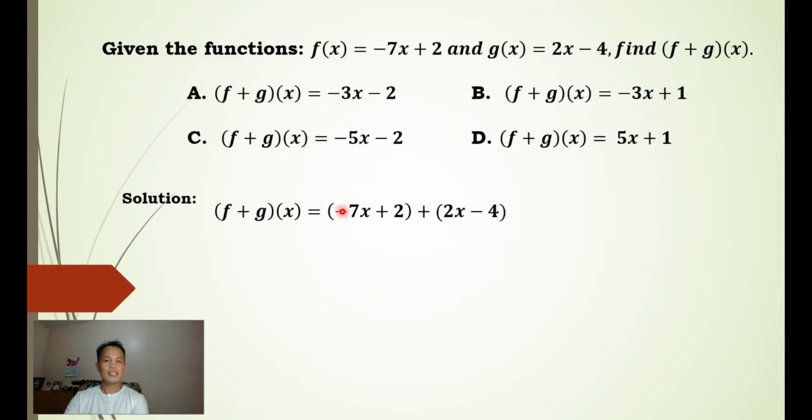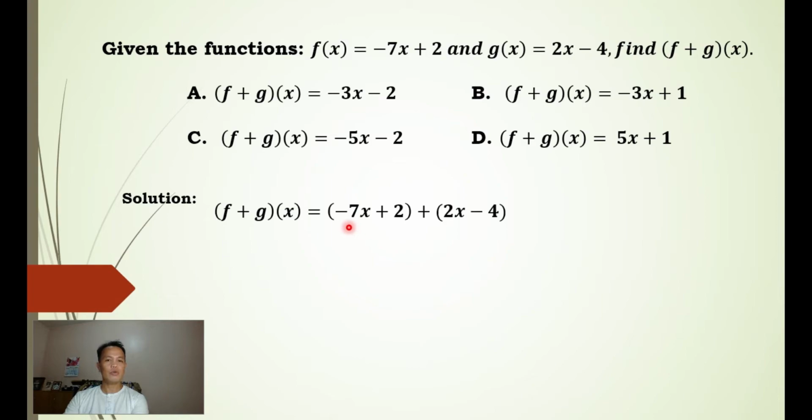Since our function f is defined by negative 7x plus 2, that's why we have here our first function, f of x, negative 7x plus 2. Then we have the add, since this is addition, so this is plus. Then our function g, which is defined by 2x minus 4, that's why we have here 2x minus 4. So this is our function f, and this is our function g. What we need to do next is to combine like terms by addition. So we will add the same terms.